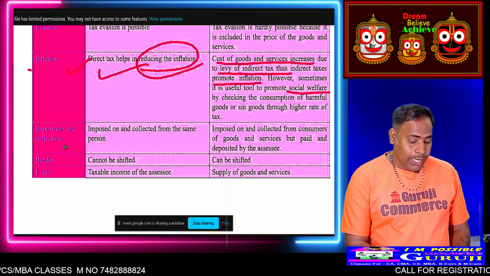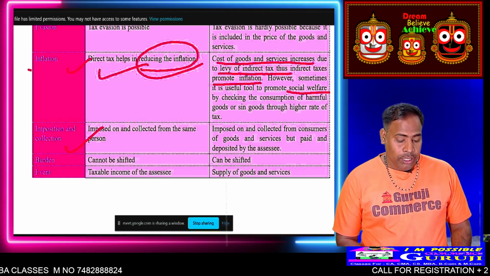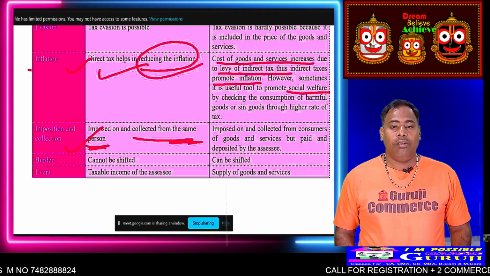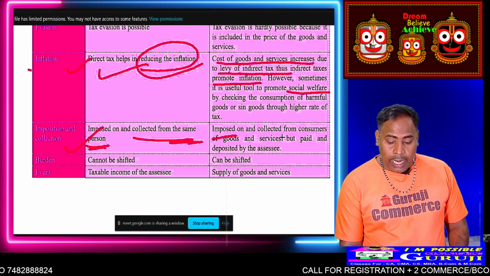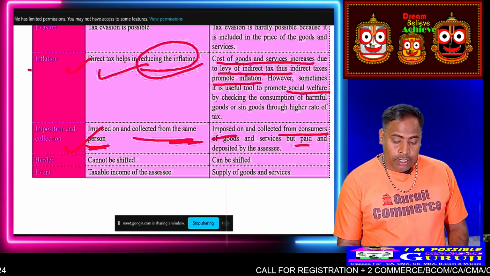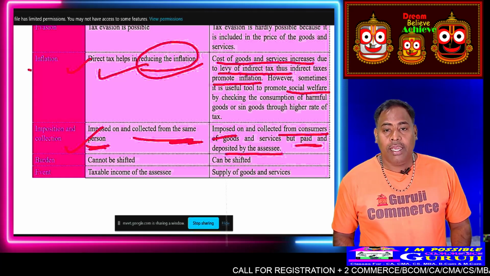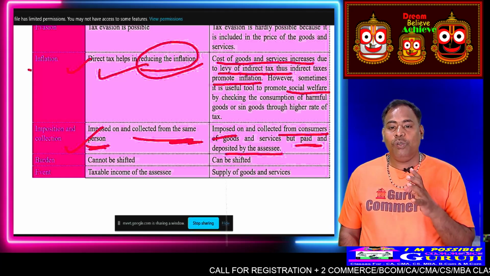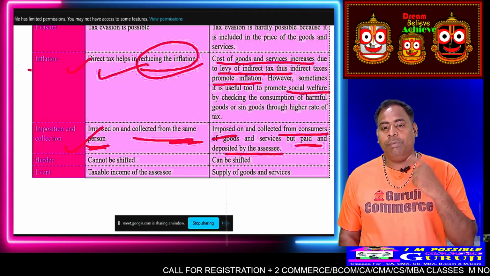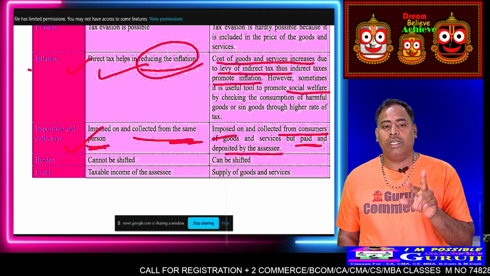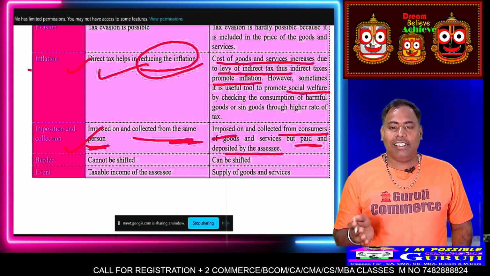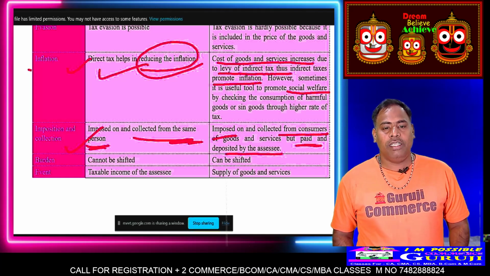Okay, next: imposition and collection. Imposition and collection of direct tax are from the same person. Here, the tax is imposed on the consumer of goods or services, but it is collected and deposited by the supplier. The person who is selling the goods, the seller or the supplier, will collect and deposit it to the government. So there are two different persons. Collection and imposition are different things.